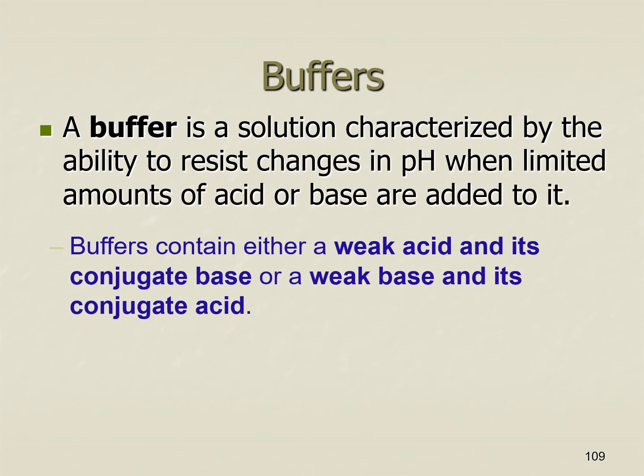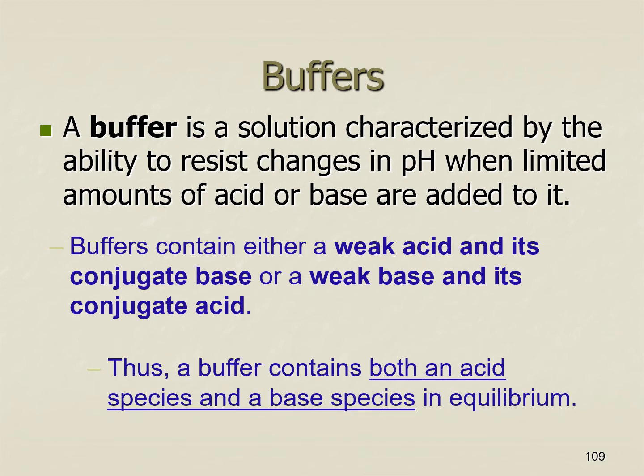What is a buffer? A buffer has the common ion. So it's either a weak acid with its conjugate base from another source, the common ion, or it could also be a weak base with the conjugate acid present. So the buffer contains both an acid species and a base species, conjugates of each other in equilibrium. Again, it has to be a weak acid or a weak base. We know that strong acids and strong bases don't create a buffer.